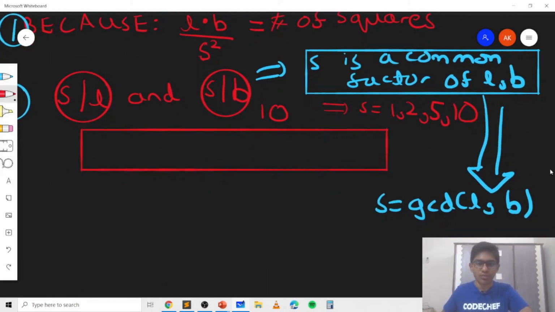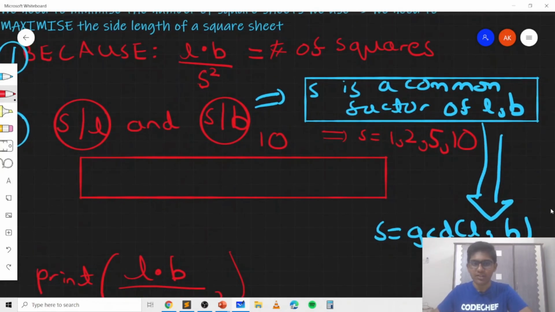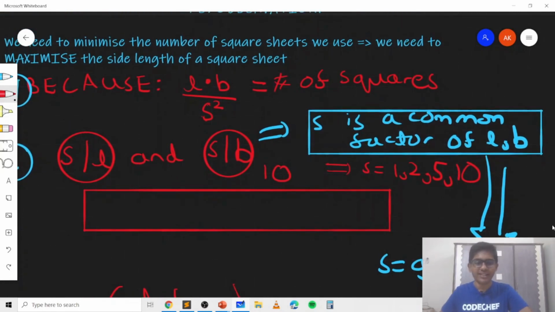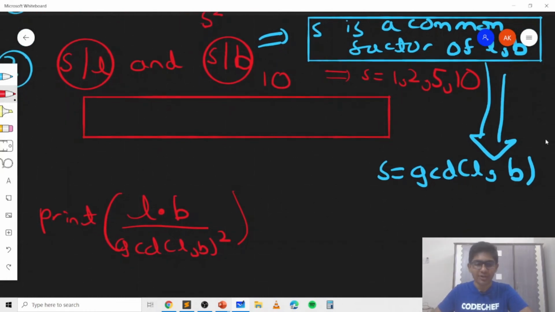We just use this equation which I've written over there. We use the fact that the number of squares is L into B divided by s squared, and that's exactly what we'll print. So this is essentially a one-line solution. We just input the numbers and print this value, and I hope you got the logic behind why this is true. We are maximizing the side length which satisfies both conditions, and it just turns out to be the greatest common divisor, and that's what we'll use.